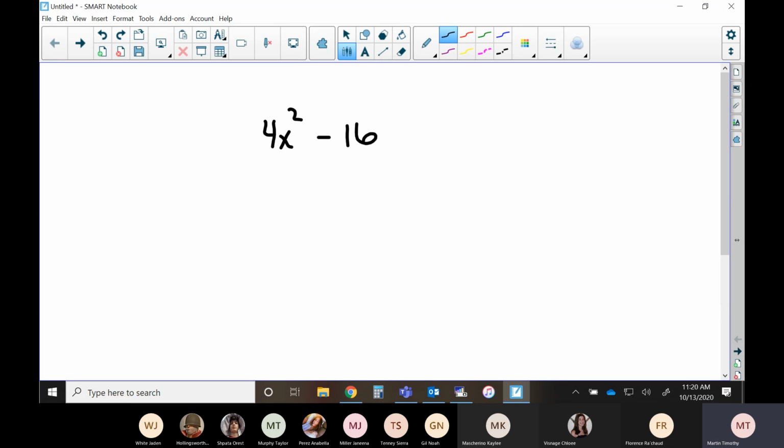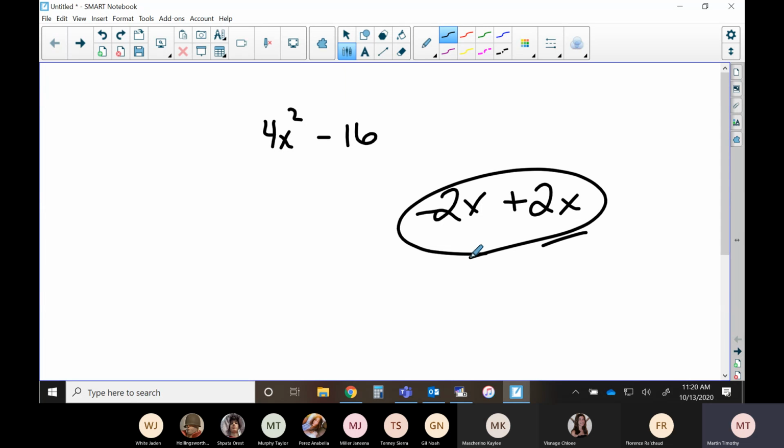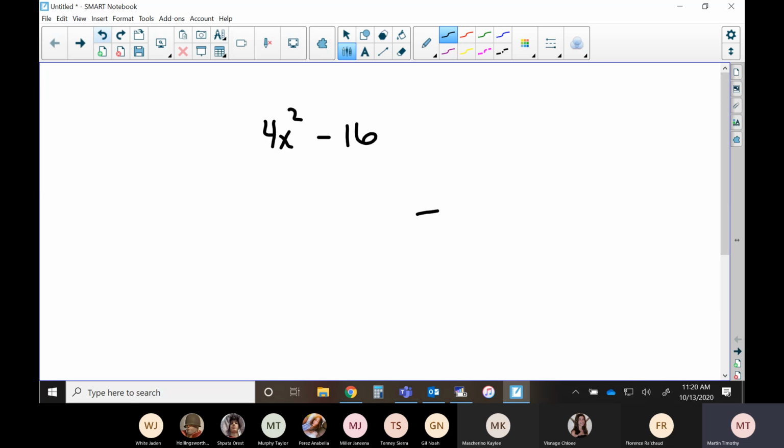No, difference of squares can only be 2. Because what happens in difference of squares every time? What happens to the middle term every single time? In difference of squares, it can't have a middle term, because that's what difference of squares do: you have the same exact thing, but one positive and one negative. So no, the middle term cancels out.